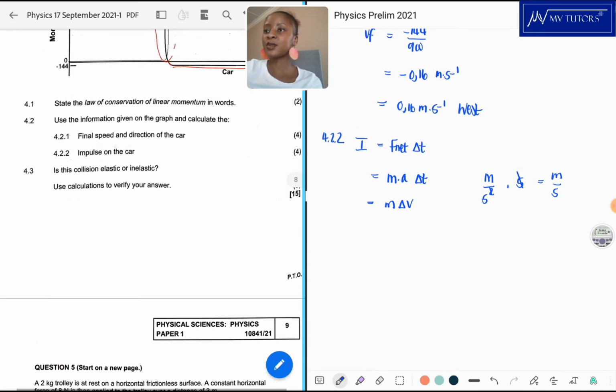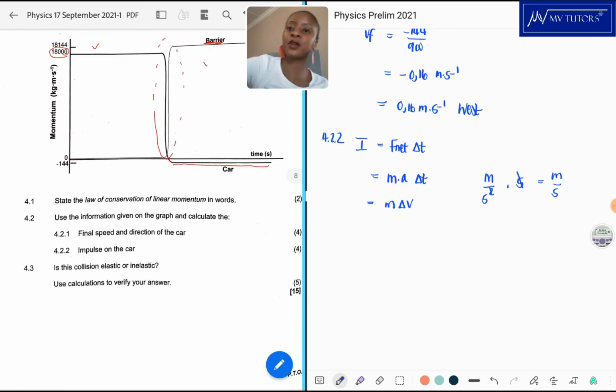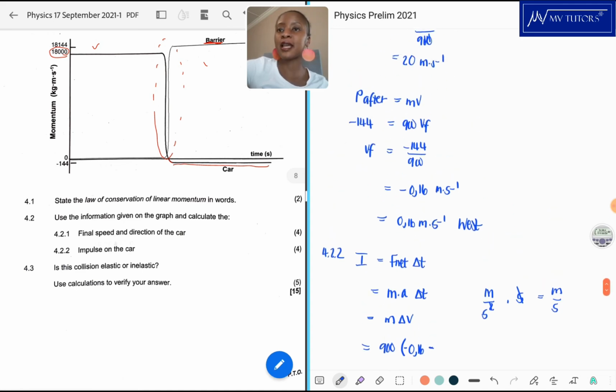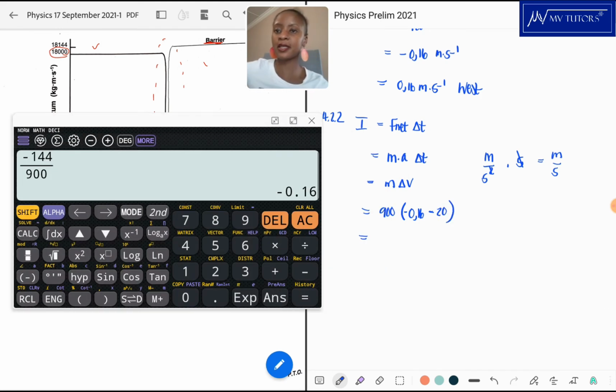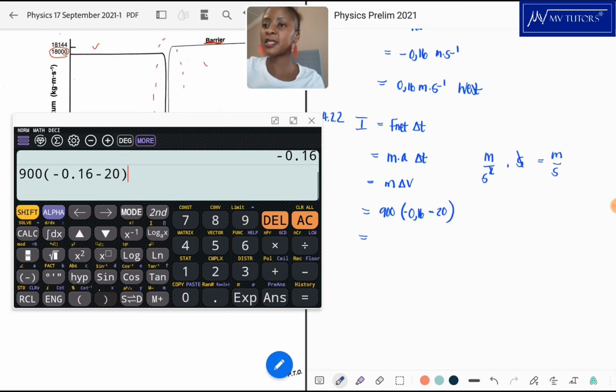Now they want the impulse of the car. We know the mass is 900. The final velocity is 0.16, put the negative sign there, and the initial velocity is 20. All right, and then the final answer: 900 times negative 0.16 minus 20.